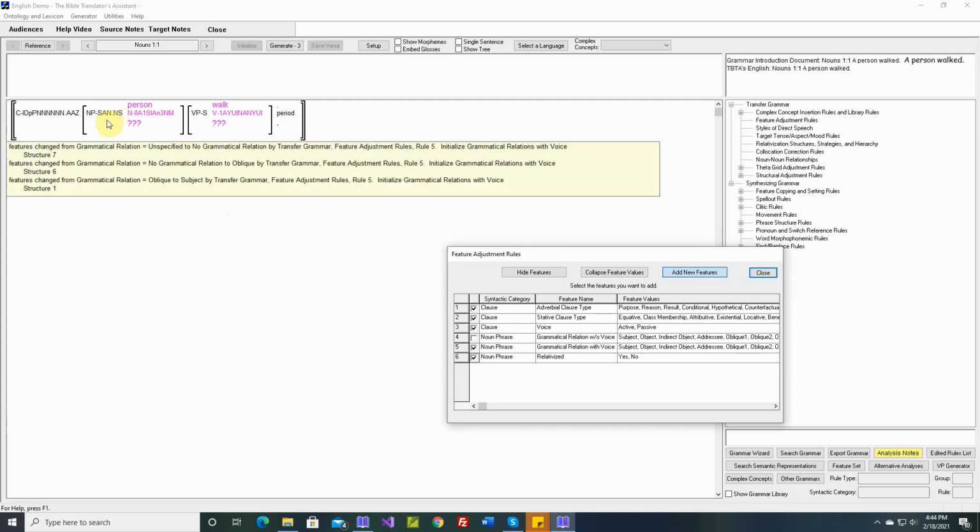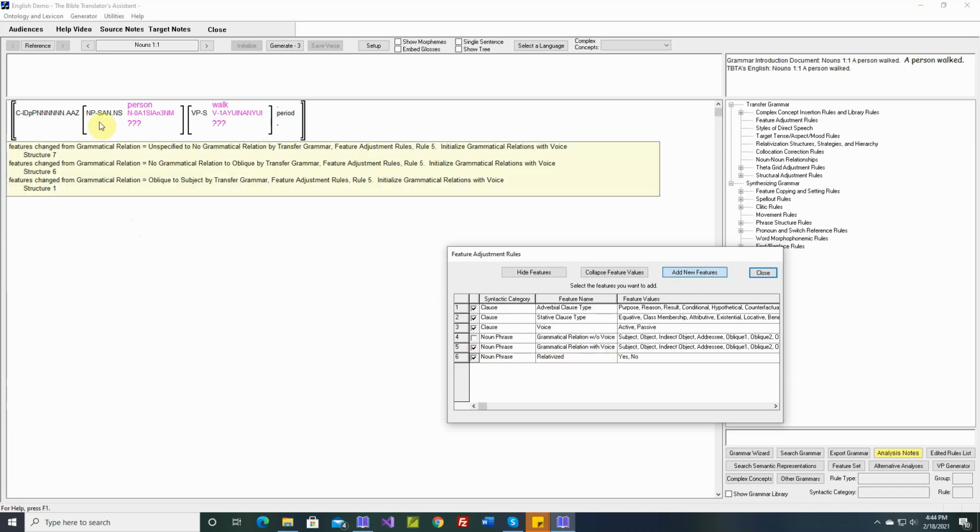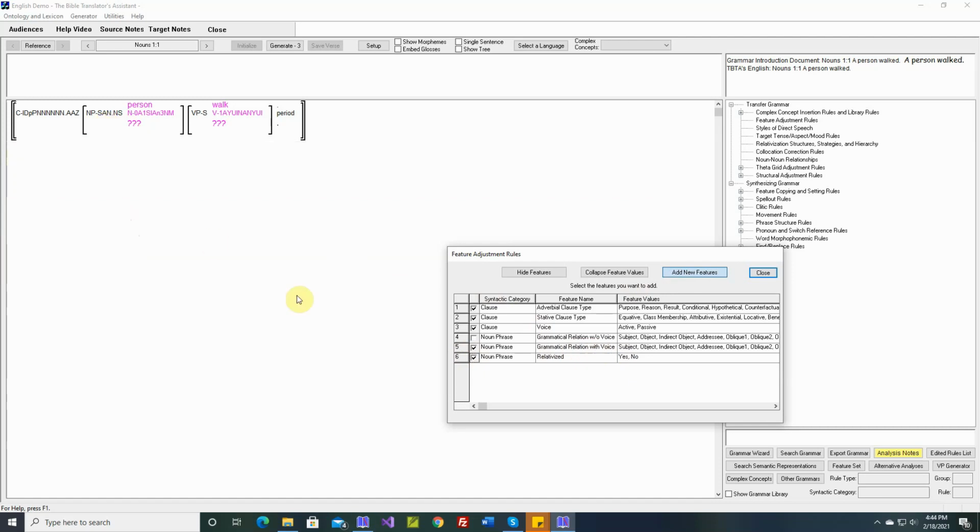If we rest our cursor here, we see the history of this noun phrase. And we see in the next to last line, features change from grammatical relation equals oblique to subject by transfer grammar, feature adjustment rules, rule number 5. Initialize grammatical relations with voice. So that's this one, rule number 5, grammatical relation with voice. So that history pop-up is very helpful. We'll use that a lot in subsequent videos. So that's all for feature adjustment rules.